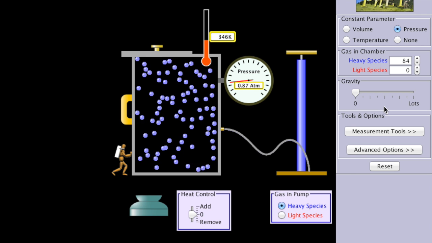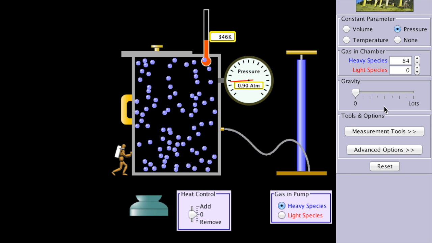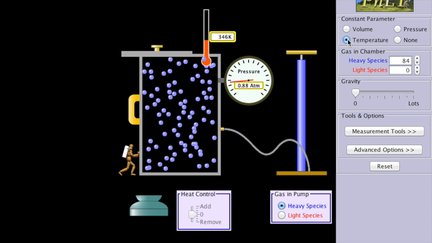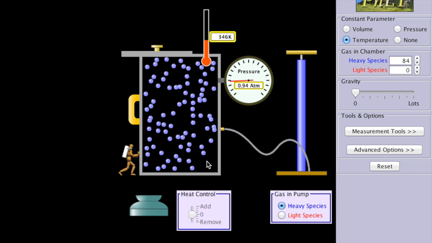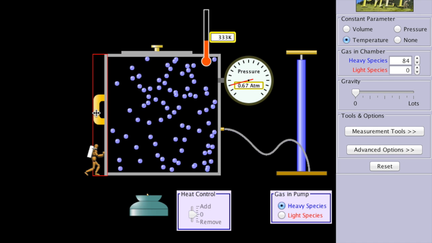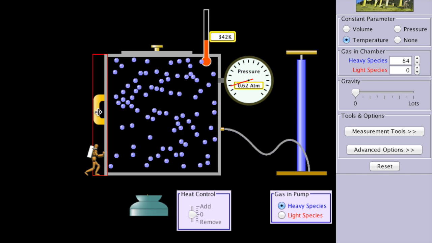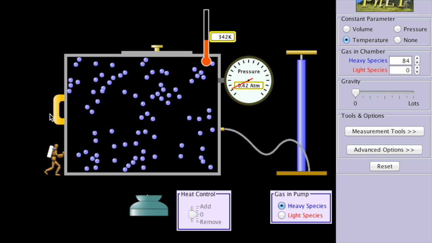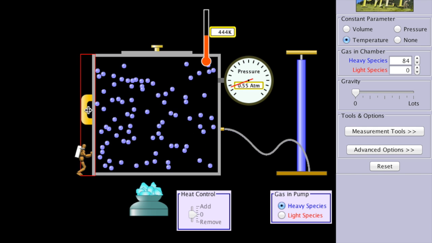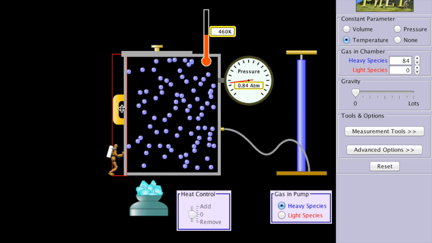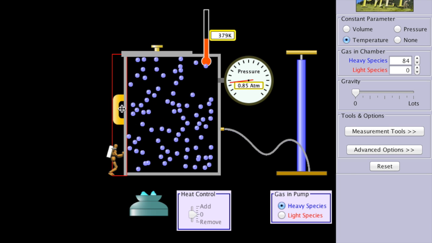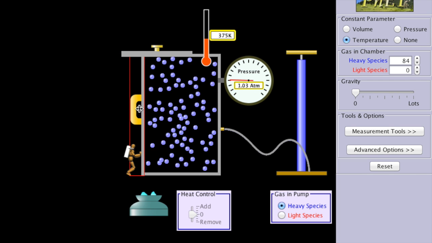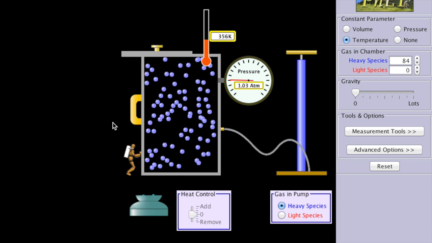And we can see that we can't really change the pressure in the simulation, but what we can do is change the volume and see whether the pressure is inversely proportional to it. So if I increase the volume, then we should get that the pressure decreases. So let's try it. If I increase the volume, yeah, you can see that the pressure decreased on the scale. And if I decrease the volume again, we should see the pressure increasing. Yeah. And you see that the temperature stays constant by adding or removing heat here at the bottom, just because we're saying that the temperature has to be constant for this law to work.